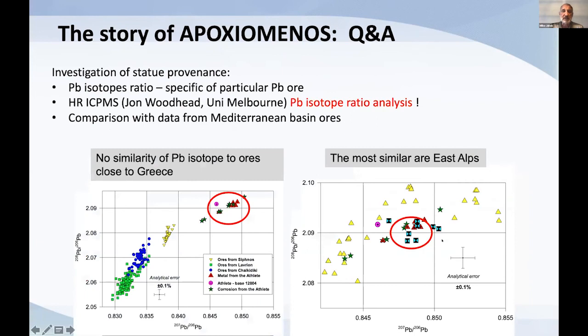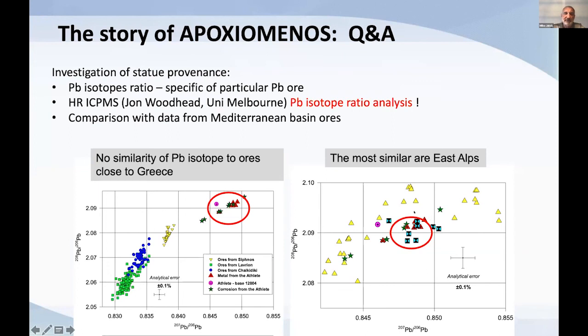Anyway, the most important finding was also done from mass spectrometry by lead isotope ratio, and this is not done by accelerator. This is with the high resolution ICP-MS. And what is also important is to have the database, and you can see here a comparison of our measurements with other sources of lead in ores close to Greece, which is obviously a very big difference.